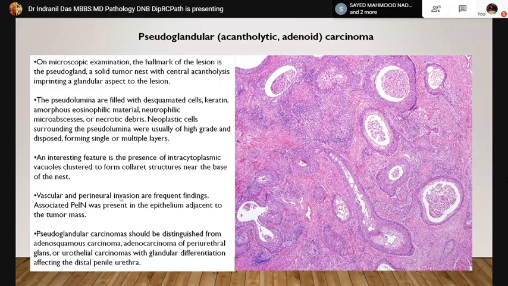Vascular and perineural invasion are frequent findings. Associated penile intraepithelial neoplasia may be present in the adjacent tissue. The pseudoglandular carcinoma should be differentiated from adenosquamous carcinoma, adenocarcinoma of the periurethral glands, or urothelial carcinoma with glandular differentiation.